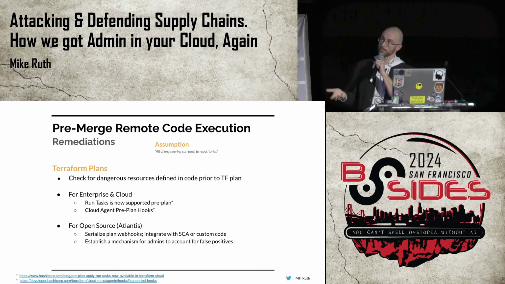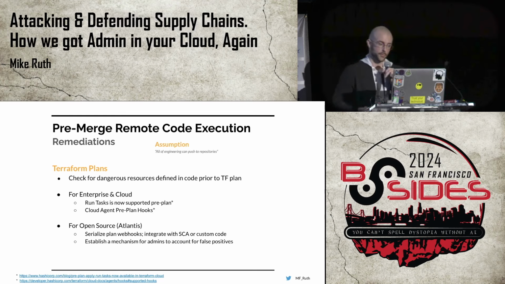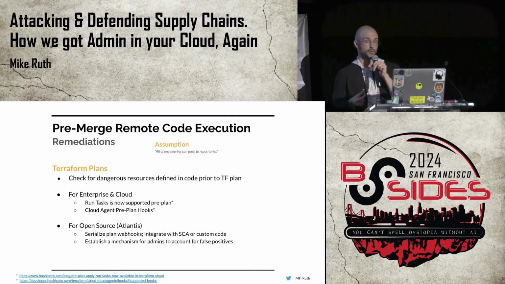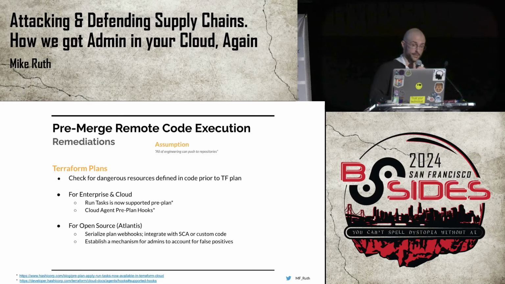Okay, so we went through GitHub Actions, we went through BuildKite. What about Terraform? The best way to limit the Terraform plan attacks is to check for dangerous resources defined in the code prior to performing a Terraform plan. I'm not going to get into the enterprise and cloud use cases immediately. We'll see a little bit later.